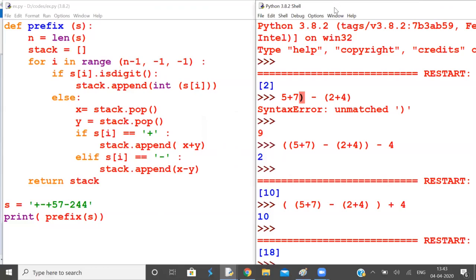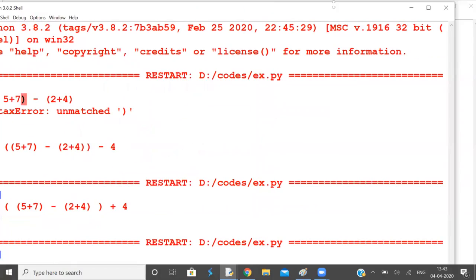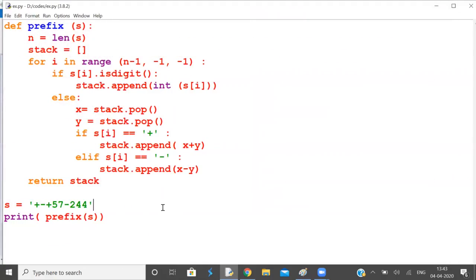This is a very, very important concept. In my previous video, I explained about postfix notation, and this is prefix notation. Infix need not be explained. Infix is a natural expression.